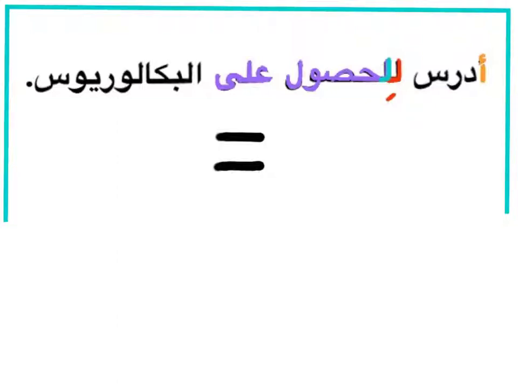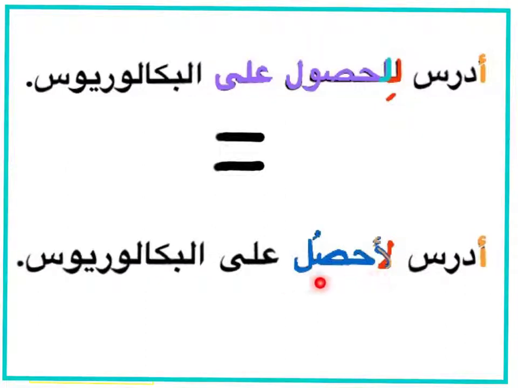We can also use ل with المضارع. So أدرس لأحصل على البكالوريوس, and as you can see about this equal sign, they both mean the same. I study to get my baccalaureate, so you can use the مصدر or المضارع after the particle ل.